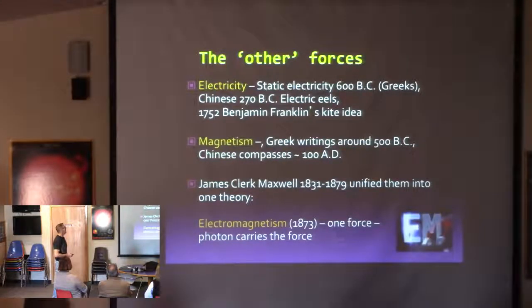So the other forces are electricity, which we knew about all the way back to 600 BC with static electricity with the Greeks, and the Chinese at 270 BC, they observed electric eels. Of course, Benjamin Franklin's kite idea in the 1700s. Best I can tell, he never flew a kite, but other people did, and some of them died. So we probably wouldn't have had some of Franklin's later contributions if he had not had graduate students. So I'm kidding.